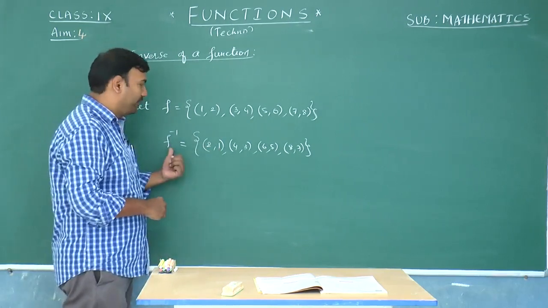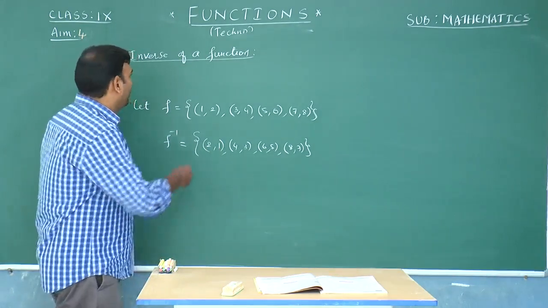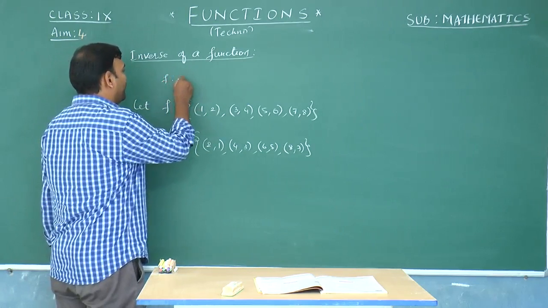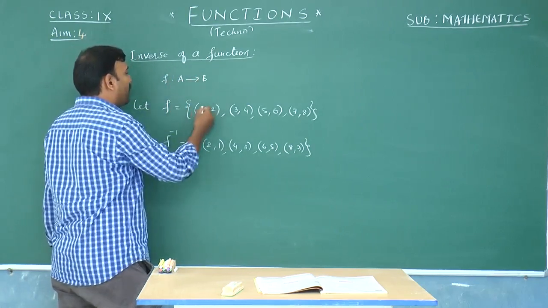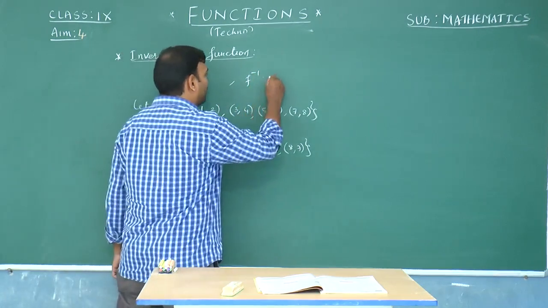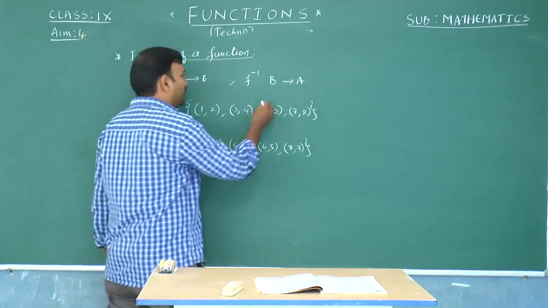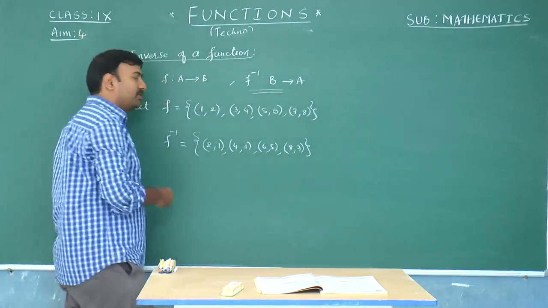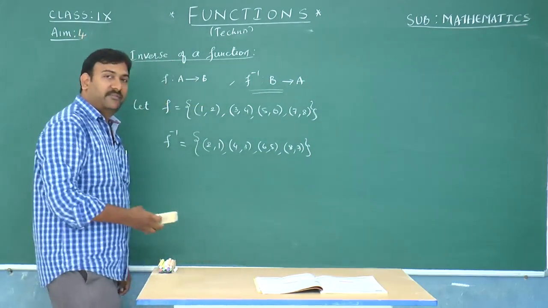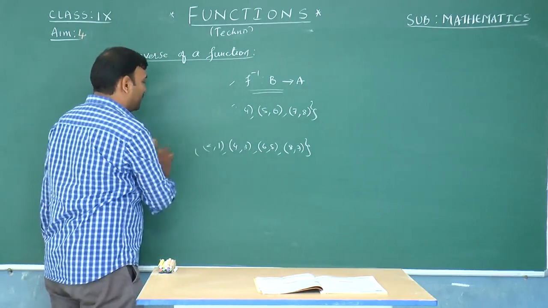The inverse of a function is different from inverse function. Here, if f is a function from A to B, the inverse of the function, denoted by f inverse, would be from B to A, but it is not compulsory that the inverse of a function should be a function. So the inverse of a function is different from inverse function. Now let us go ahead with the inverse function.